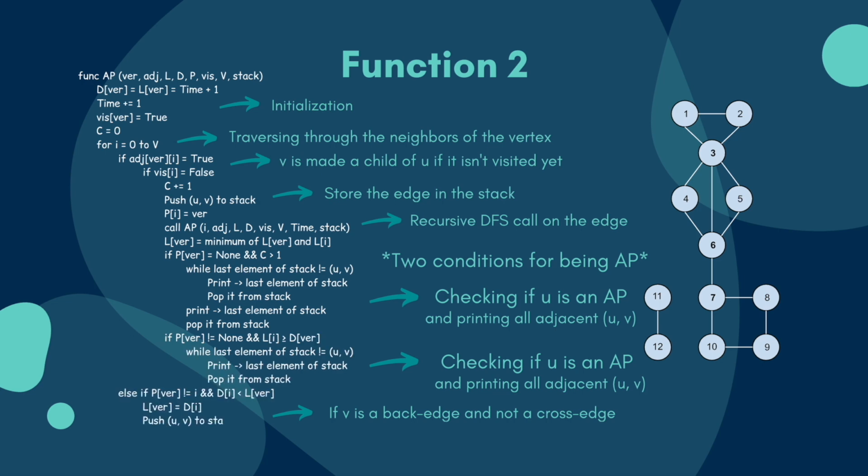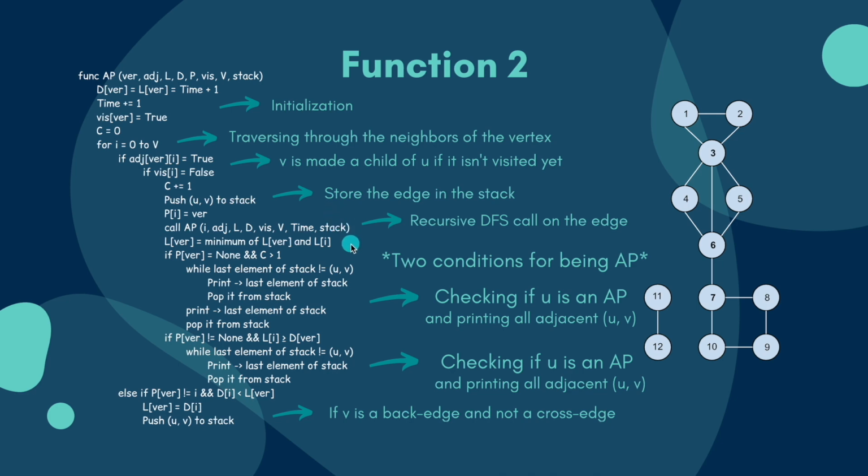Function 2. It is called for each vertex, and it prints all the biconnected components according to the articulation points. Here we have initialized some variables and updated them from function 1. Here it traverses all the neighborhood of the vertex. Each neighbor v is made a child of u if it is not already visited, and then it is pushed in the stack. Then we make the recursive DFS call, because there is not only one neighbor, there can be many neighbors of a vertex.